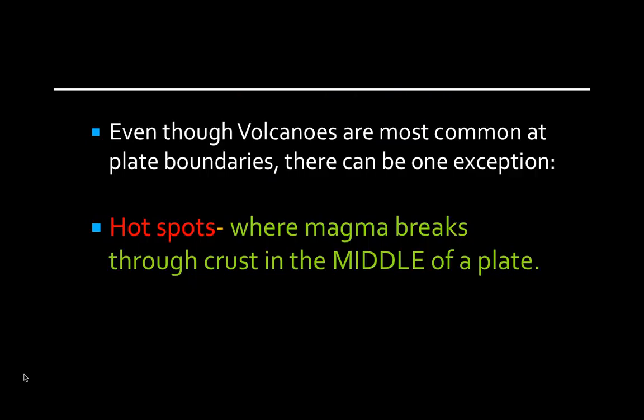Even though volcanoes are most common at boundaries, there is one exception. This exception is called a hot spot. This is where magma from the mantle breaks through the crust in the middle of a plate. This is what formed the Hawaiian Islands. So let's take a look at a video that's going to explore what hot spots are and how the Hawaiian Islands were formed.